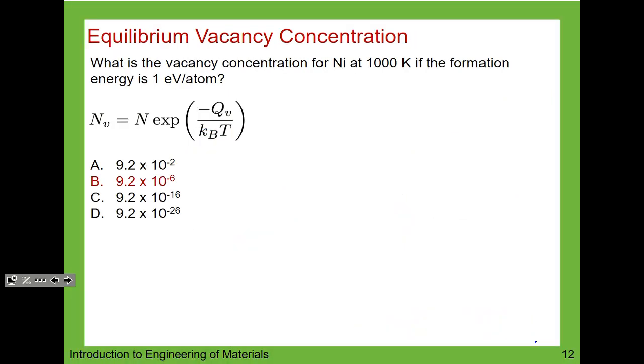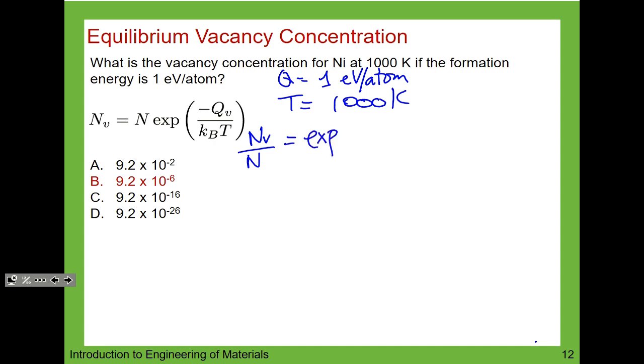Here, it's already given in Kelvin, and you're told that the formation energy of this vacancy, so you have to put in 1 eV to get this vacancy out, if it was already there, okay? So that's 1 eV per atom. So we know that Q is 1 eV per atom, and temperature is 1,000 Kelvin. We know Boltzmann's constant. So then we just have to calculate what NV over N is, because that is the vacancy concentration.